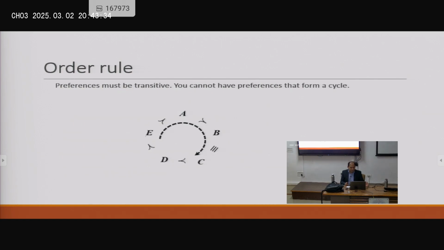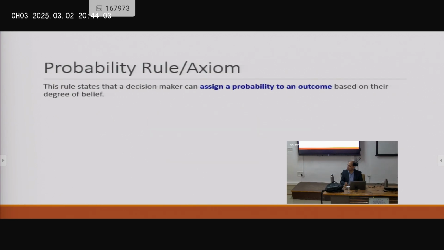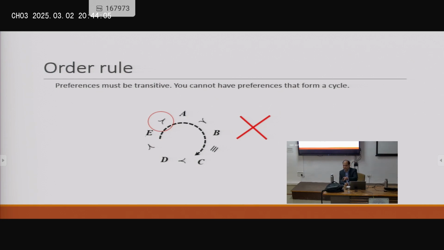So preferences must be transitive. Transitivity basically says that cycles are not allowed. You can't have something like this. If everybody is able to rank things, then we can move on. By the way, this was an example of a bad choice. You can't do this, because you're saying again that E is preferred to A.